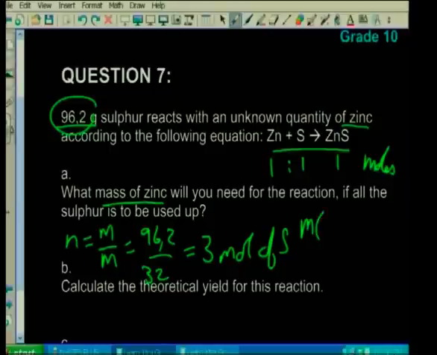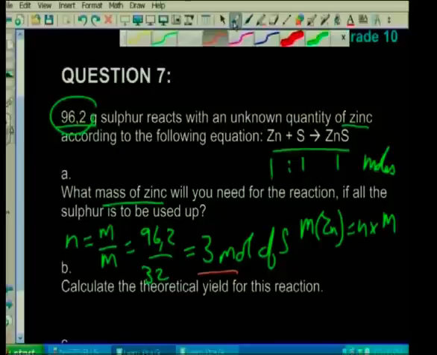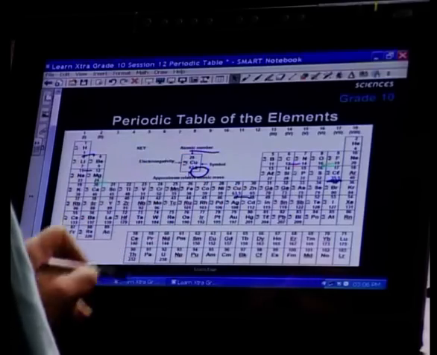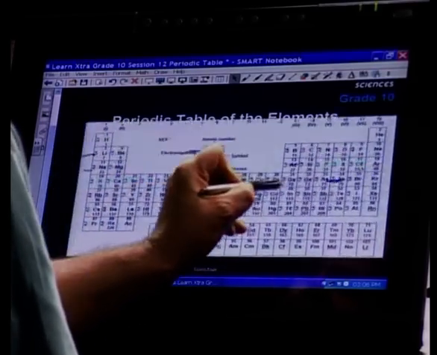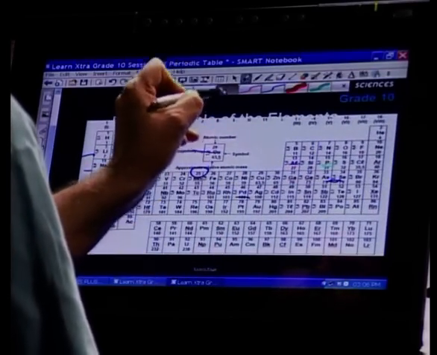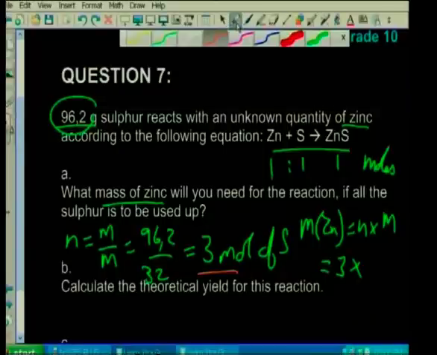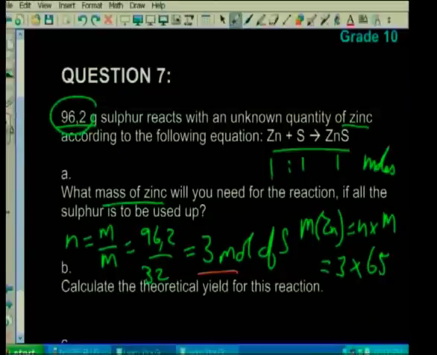What's the mass of zinc? Well, the mass of zinc is equal to the number of moles times the molar mass. The number of moles, remember from the equation, it's a ratio of 1:1. So if I have 3 moles of sulfur, I'm going to need 3 moles of zinc. So I'm going to say 3 times the molar mass of zinc. Go to the periodic table quickly and find zinc is 65. There it is, 65. And we're going to multiply 3 by 65, and we'll get the answer that we require.